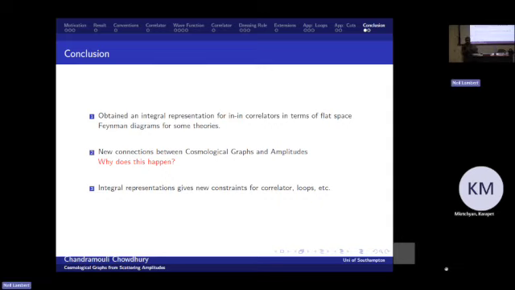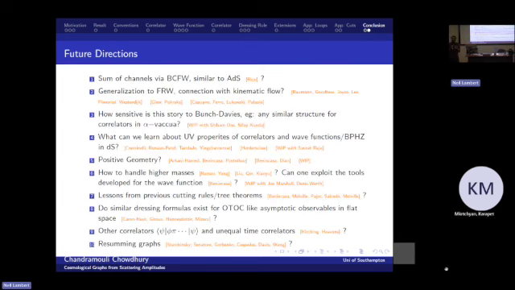With integral representations, you can get many non-trivial constraints, which is basically what I tried to say. There are some future directions, but thank you.